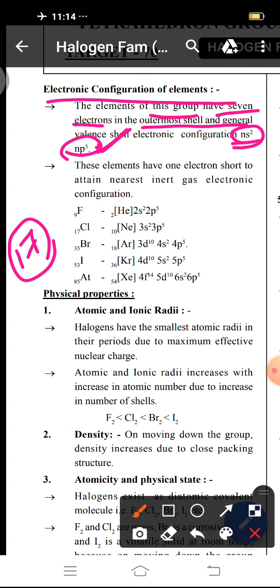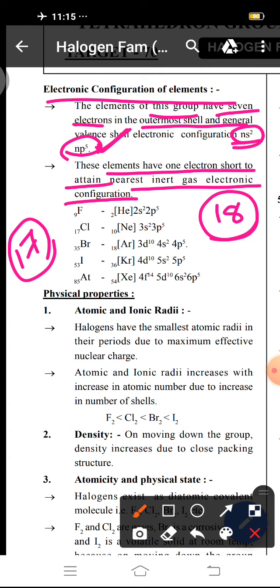So these elements are one electron short of attaining the nearest inert gas electronic configuration. Nearest inert gas means group 18. In group 18, the outermost configuration is ns2 np6 and group 17 elements have ns2 np5, so they have one electron less.